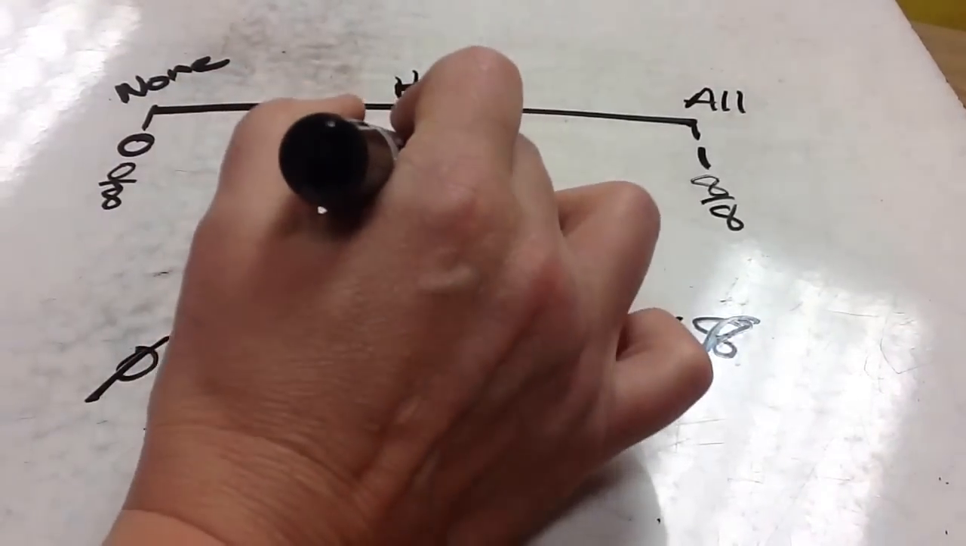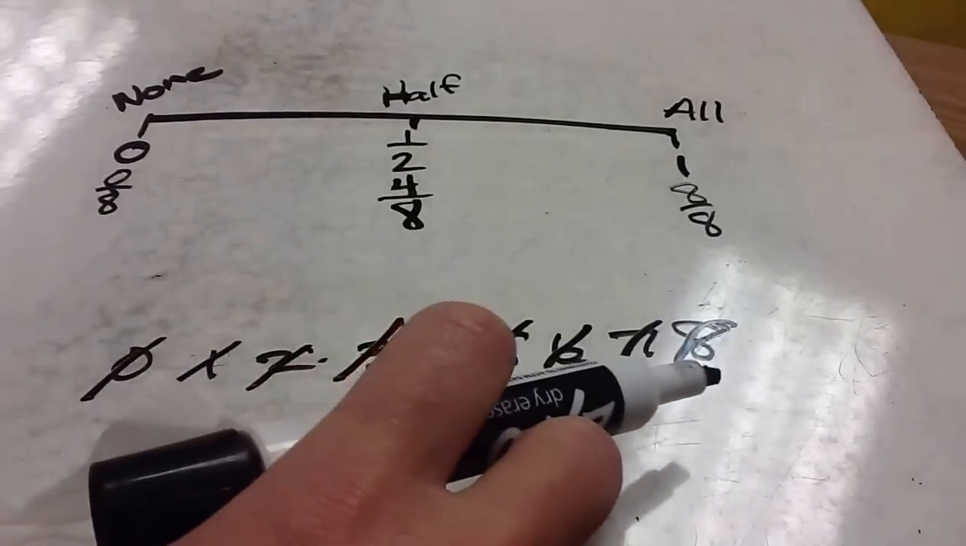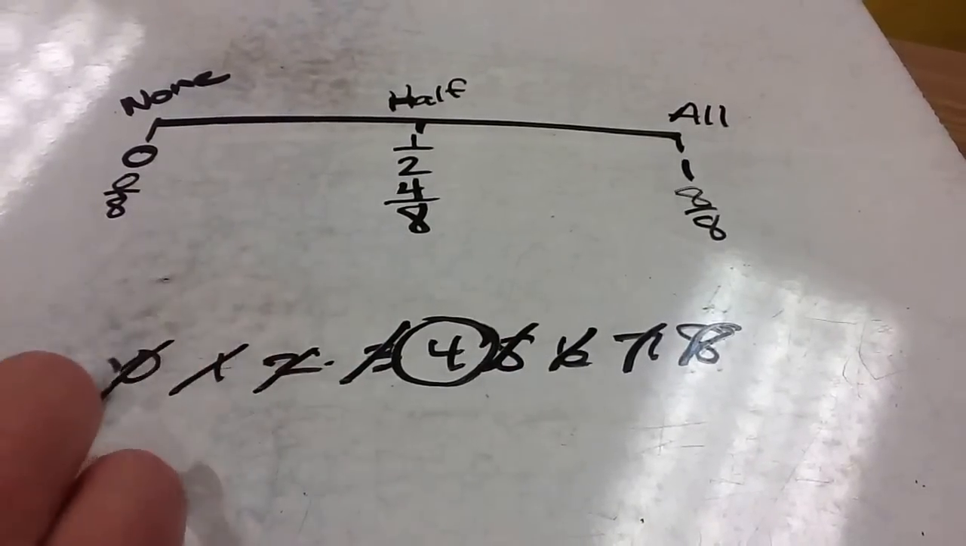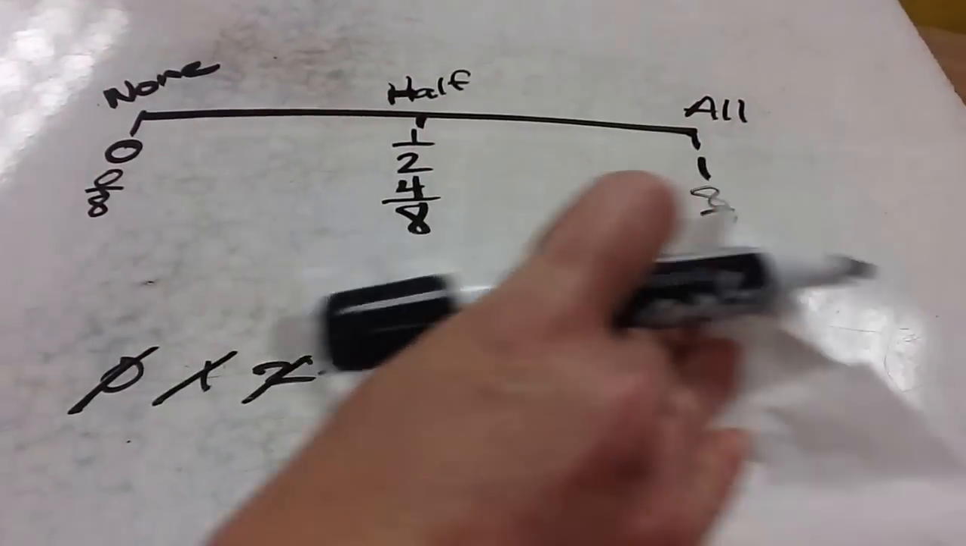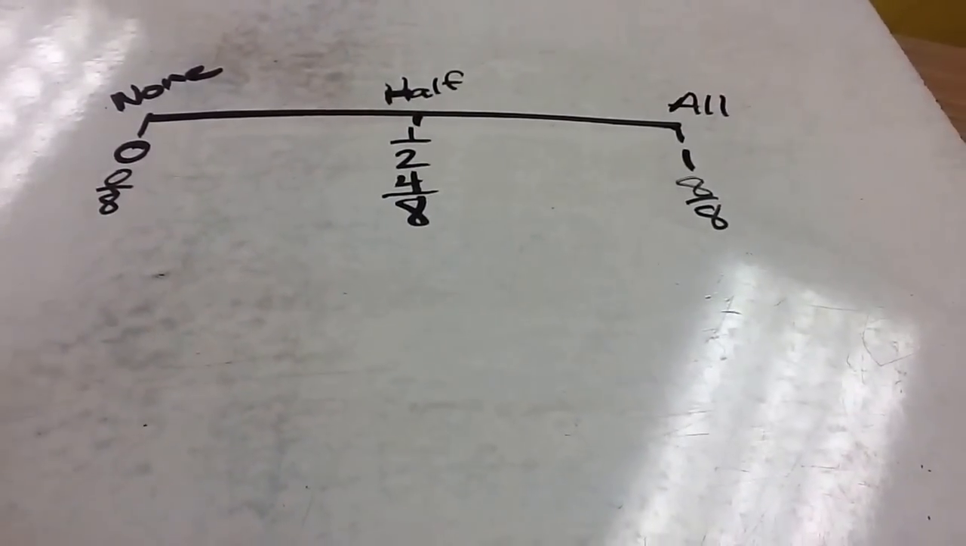Many of you already knew 4 was half of 8, but if you're having a hard time finding the midpoint, this is the strategy you use. You write all your numbers down, including 0, and you mark out the first and the last until you get to the middle. So, we know half. Now, let's look and see what we have left.